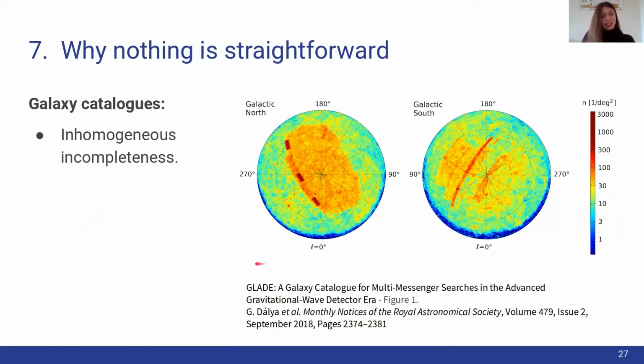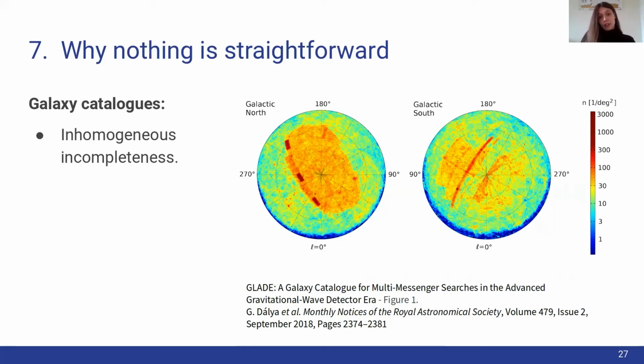The first thing I want to mention is the inhomogeneousness of galaxy catalog completeness, which I think is demonstrated nicely by this figure from the GLADE paper. Here, colors show number density of galaxies per square degree, with the dark red being high density of galaxies and the blue being low density, which in this case you can take as a proxy for how complete the catalog is. And basically you can see that there's a huge variation over the sky, with the Milky Way band being essentially empty, and other patches of relatively high completeness.